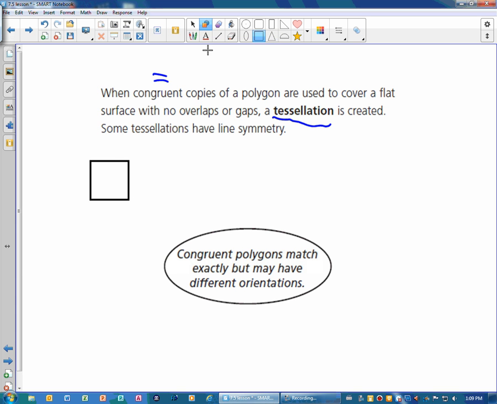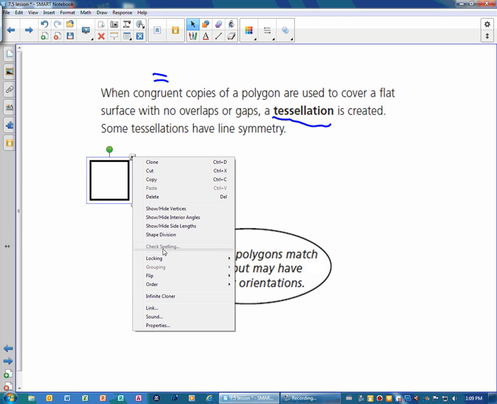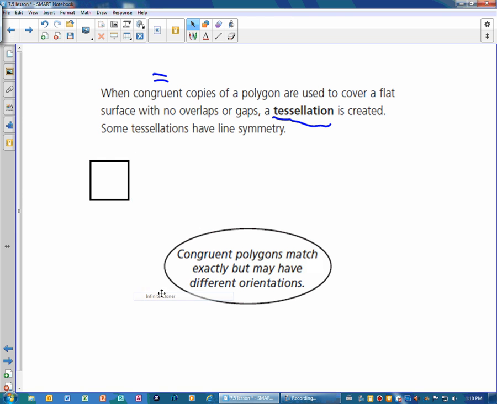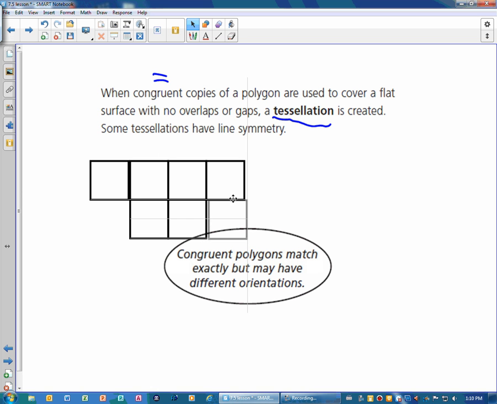Let's say our polygon is a square. Okay, and let's make that infinite cloner. Okay, so let's say I have this shape. I can take this shape and I can continue to use it to cover an area with no overlaps or gaps. So a really simple example of this is tiling. Tiling is a tessellation, okay? So I can use congruent copies of a polygon to cover a flat surface with no overlaps or gaps.